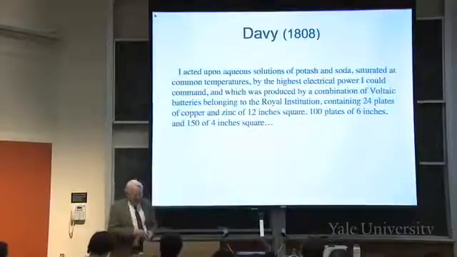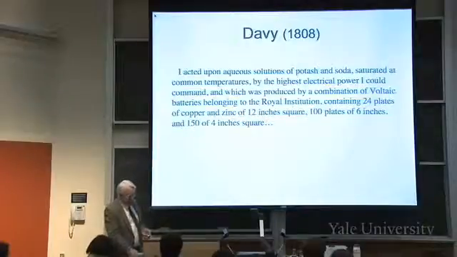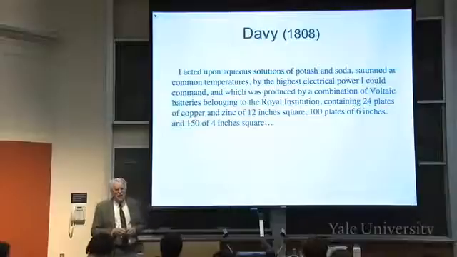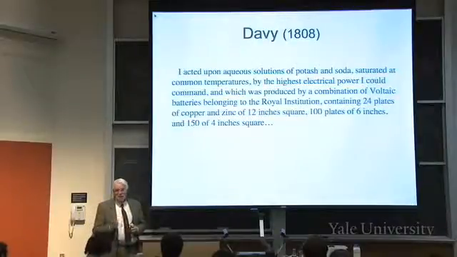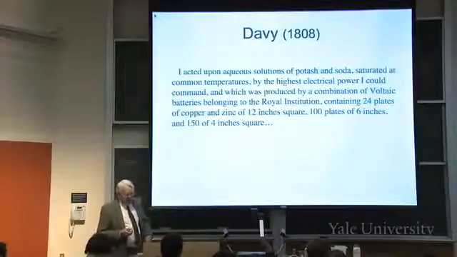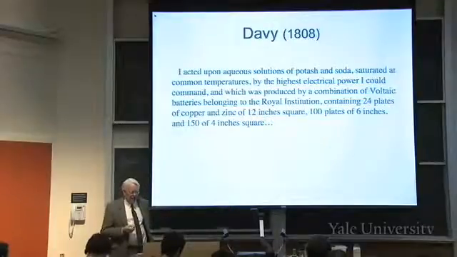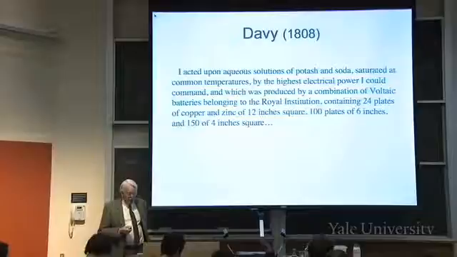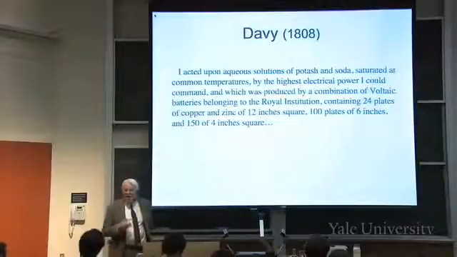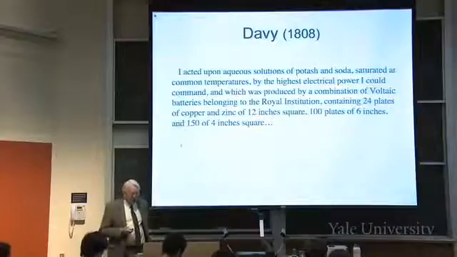So this is what he said. I acted upon aqueous solutions of potash and soda. You know what potash is? Potassium hydroxide, and soda is sodium hydroxide, saturated at common temperatures by the highest electrical power I could command, and which was produced by a combination of voltaic batteries belonging to the Royal Institution, containing 24 plates of copper and zinc 12 inches square, 100 plates 6 inches, and 150 4 inches square. So this is that battery I showed you. So he put 300 and whatever number of volts across this thing.